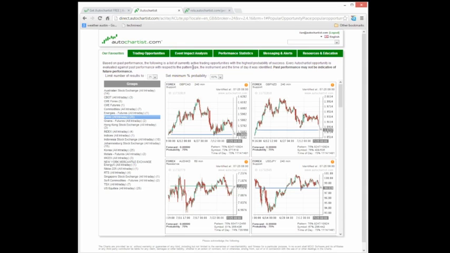Now, let me talk about Our Favorites for just a moment. So when you click on the Our Favorites section, it's rather a simple part of the tool to use. And there's only one setting that you as the user have at your disposal. And that setting is the minimum percentage probability. So by default, Autochartist shows you everything with 60% or higher probability. But you can, for example, set everything to a 70% probability.